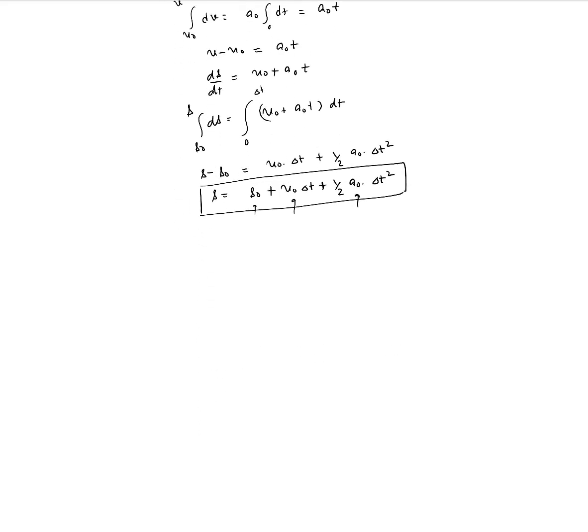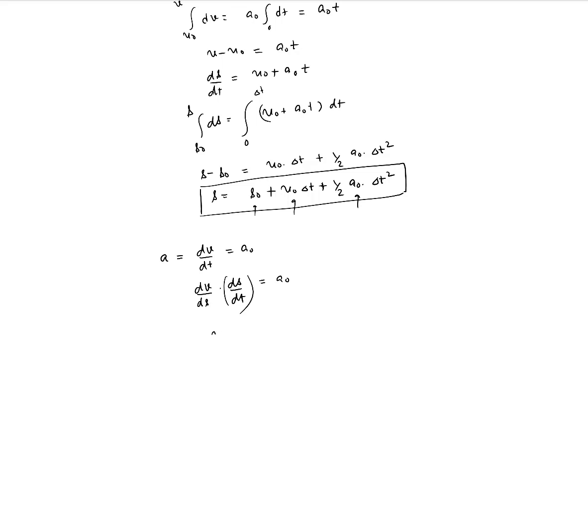Now there's one more equation that you have seen where there is no time involved. How do we get that? We again go back to our original definition of acceleration, which is dv over dt, and that is equal to some constant acceleration. Now for dv over dt, we'll do a little change of variable here. We'll write it as dv over ds times ds over dt equal to a0, and that's perfectly acceptable. Now what is ds over dt? ds over dt is nothing but the velocity.